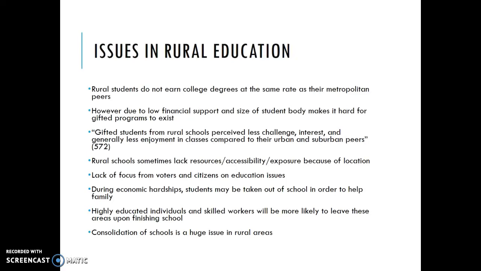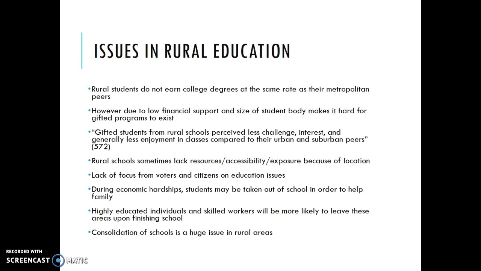Lack of resources and accessibility can also go with exposure. The reading talks about exposure to different occupations, and in small towns you don't have as large a variety of those. It's also a lack of focus from voters and citizens on education issues. During economic hardship, students may be taken out of school in order to help the family. I touched on that earlier: sometimes students have to drop out to go to work, and that's why you see a lower completion of college degrees or even high school diplomas.